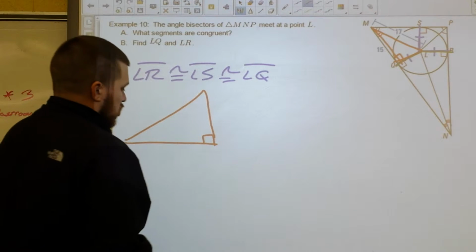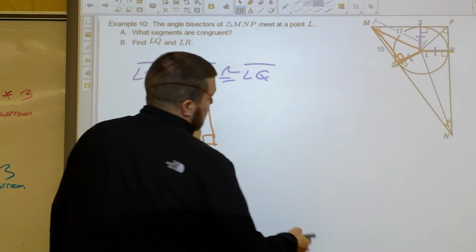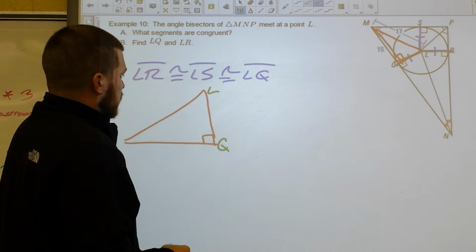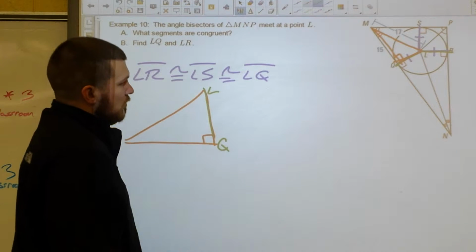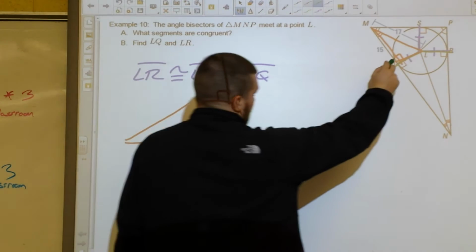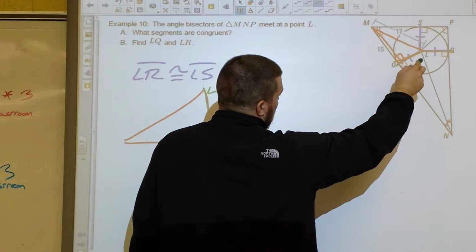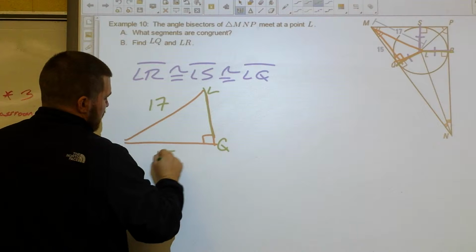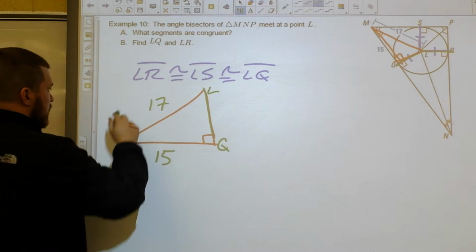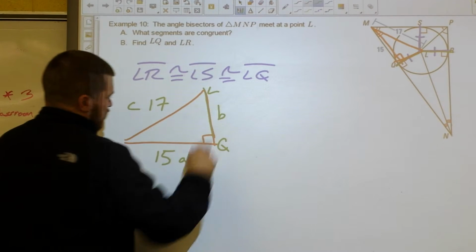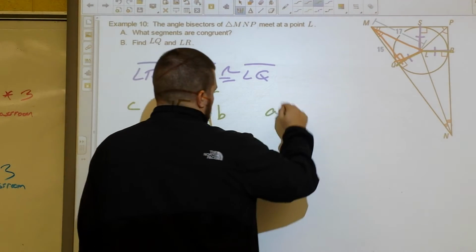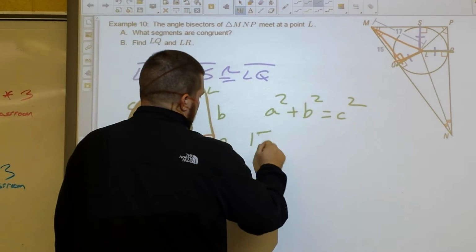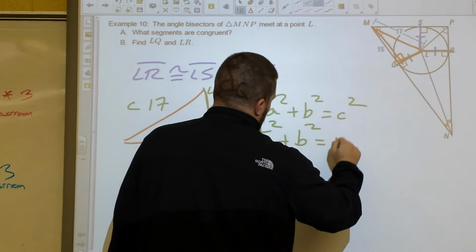And so we know the short side was LQ, and that's one of the sides that I was trying to find. We know that the hypotenuse, based on our diagram, is always directly across from the 90-degree marker, and that was 17. And we know that this side was 15. So now what we can do is the Pythagorean theorem. This is going to be our C, I'm going to call this A, and this side I'm trying to find is going to be B. So I have A squared plus B squared equals C squared. Plug in what I know: 15 squared plus B squared equals 17 squared.